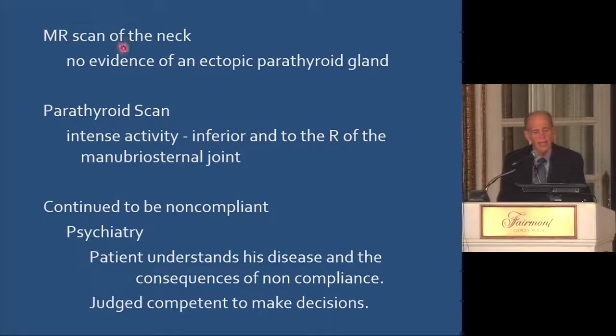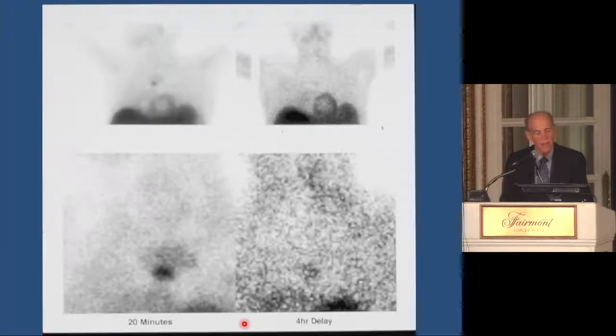And in fact, they did an MR scan of the neck, no evidence of an ectopic gland. They did the parathyroid scan. Finally, intense activity under the manubrial sternal joint. He was non-compliant. He was judged competent. This is the scan. Look at this gland showing up right where I showed you it would be in the picture.